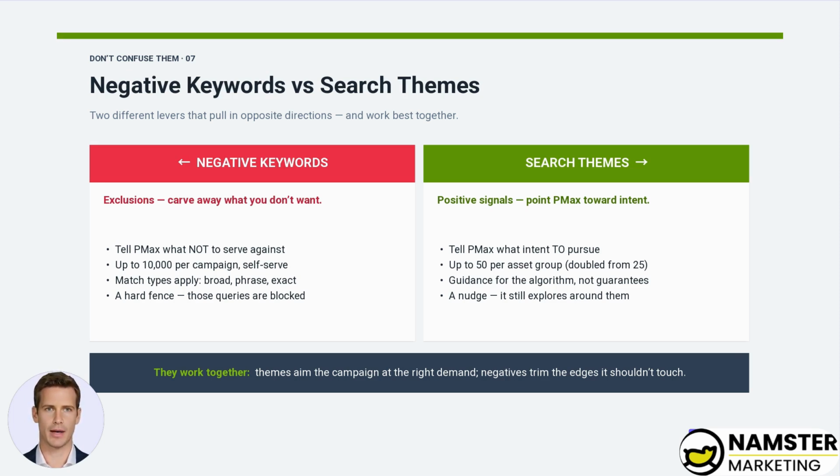While themes aim the campaign at the right demand, negatives trim the edges that the campaign shouldn't touch. They work best together. Themes provide the direction, and negatives provide the boundaries. By using both effectively, you provide the algorithm with a clear map of the territory you want to own while marking the areas that are strictly off-limits for your budget.